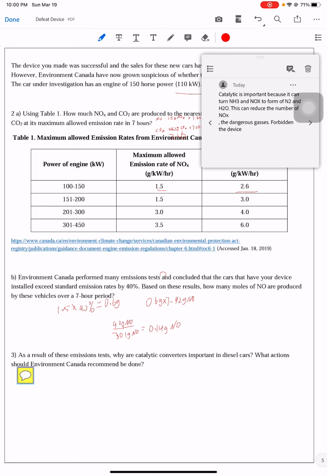So the government should forbid the device for people's health and the environment. Thank you. That's all.